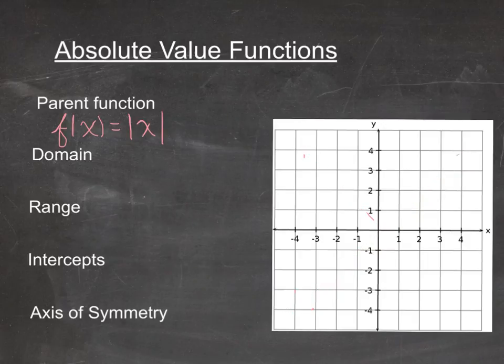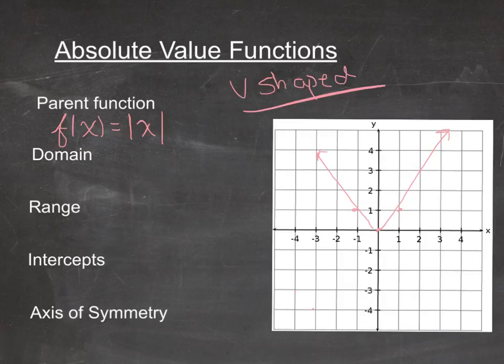So let's just graph the absolute value function. When x is 0, y would be 0. When x is 1, y would be 1. And when x is negative 1, the absolute value of that would be positive 1. So I'm going to get this v-shaped graph like this. Okay, so absolute value functions are going to be v-shaped.